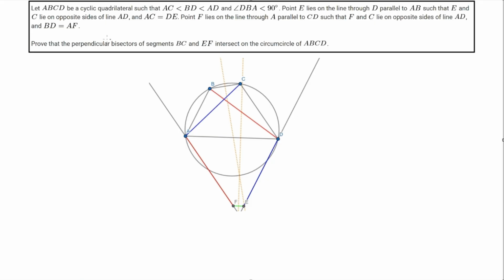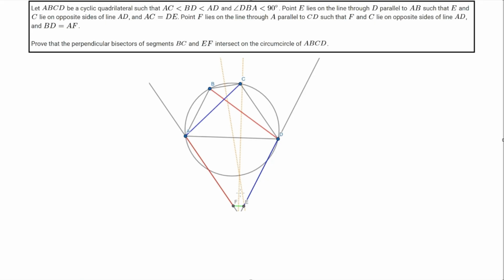Let ABCD be a cyclic quadrilateral such that AC is less than BD is less than AD and angle DBA is less than 90 degrees. Point E lies on the line through D parallel to AB so that E and C lie on opposite sides of line AD, as we see here, and also AC equals DE. These are marked by the blue segments. The blue segments have equal length.